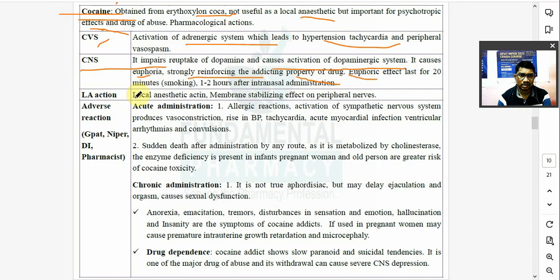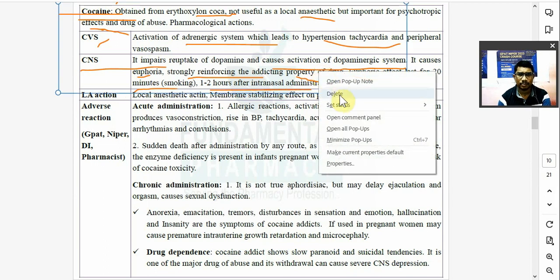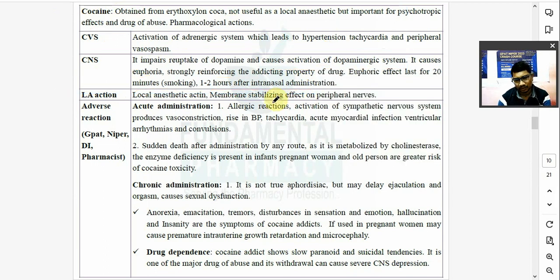Then से cocaine का smoke लेते हैं. 1-2 hours after the intranasal administration. कबीर सिंह बन गया. वो देखो कबीर सिंह कैसे उसको रखे वहाँ पे खींचता है nose से. So with intranasal administration, it will last for 1 to 2 hours. Right. Local anesthetic action is also there. Membrane stabilizing effect on the peripheral nerves.